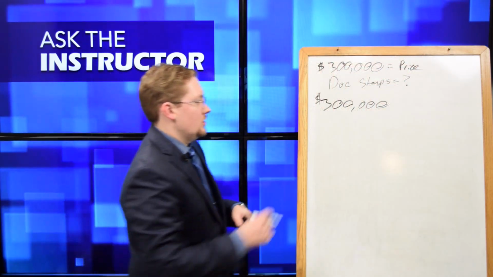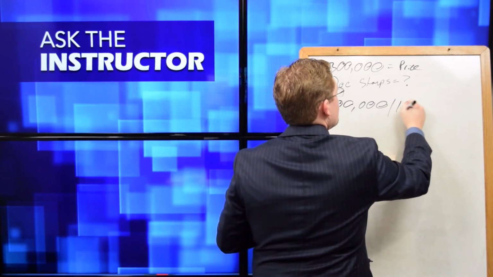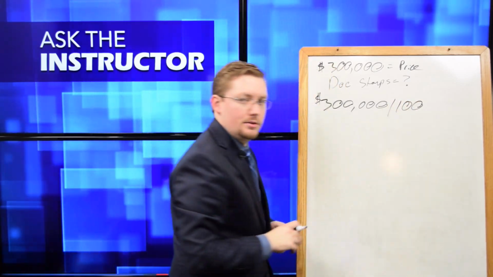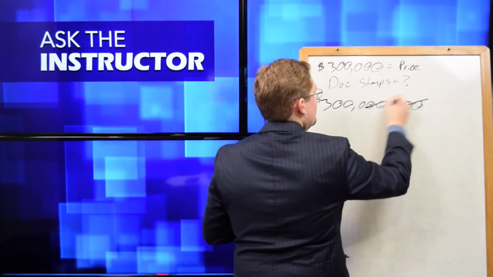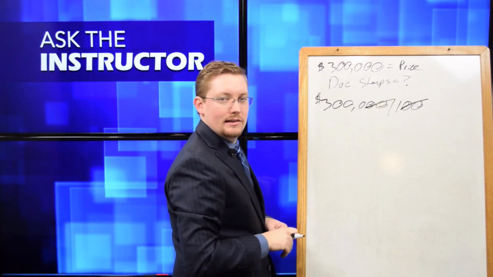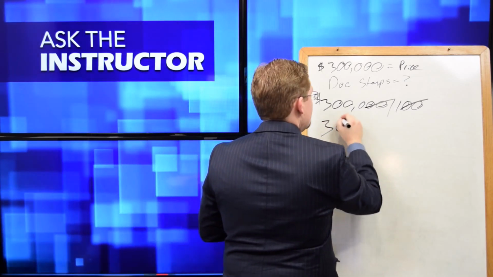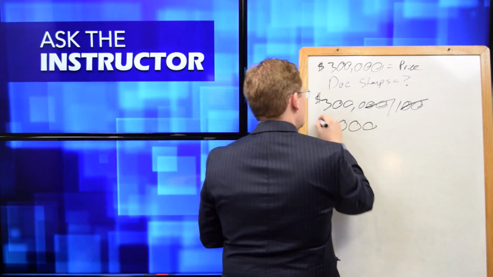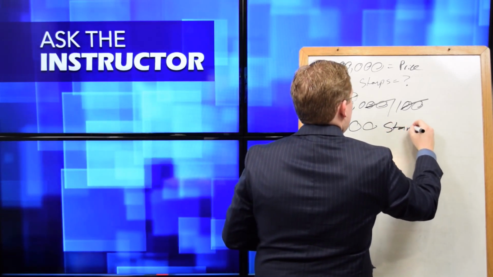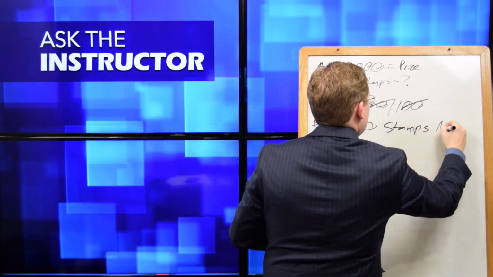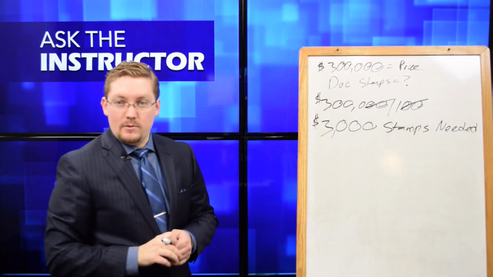Now, going back to our question, so we need to know how many stamps we need to purchase. Well, we know each stamp is good for $100. So we're just going to do 300,000 divided by 100. And real easy division or trick right there, you can just go ahead and take out those two zeros. And what we're left with is 3,000 stamps needed. So they need to purchase 3,000 stamps.